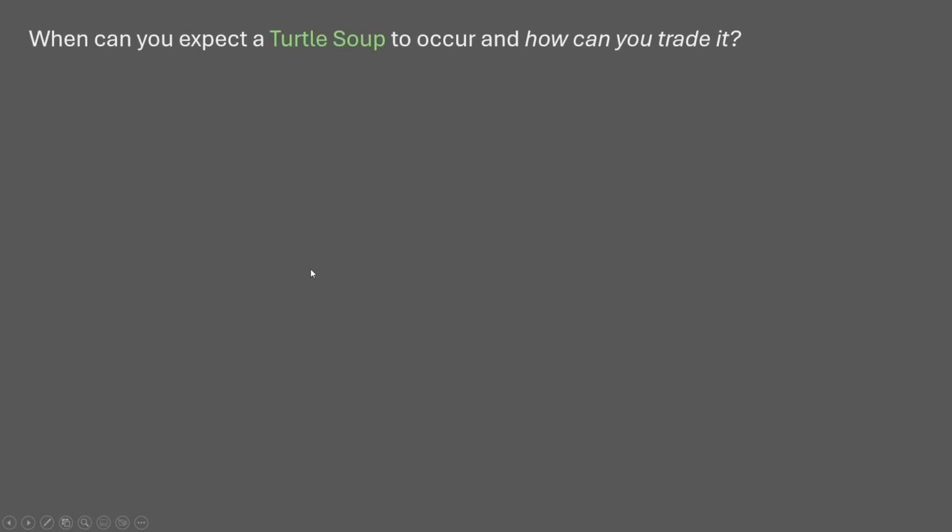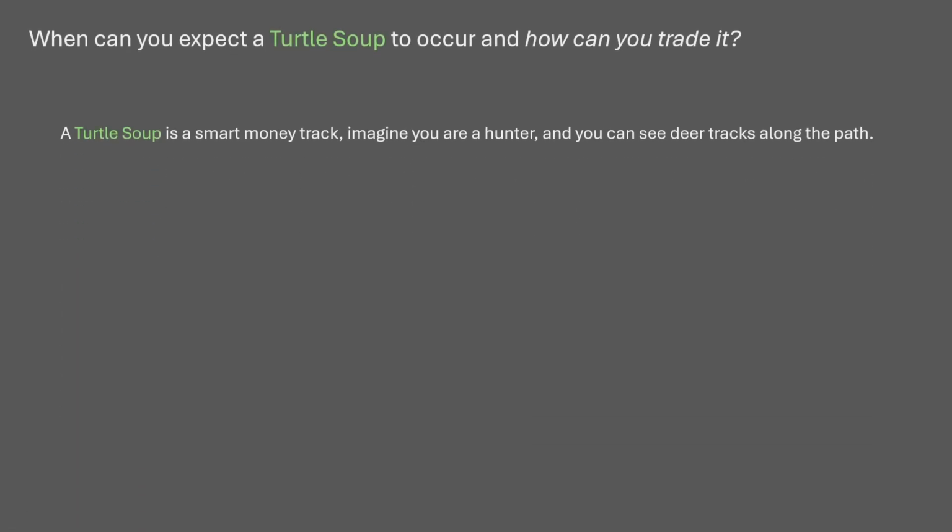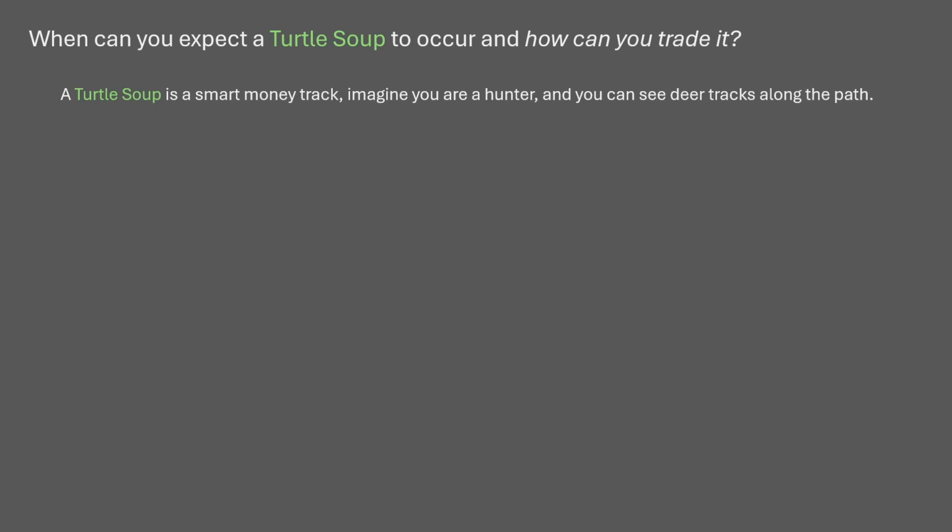When can you expect a turtle soup to occur, and how can you trade that turtle soup? Now, a turtle soup is a smart money track. Imagine that you're a hunter and you're walking along a path and you see deer tracks. What you're going to want to do is follow those deer tracks to find your prey so that you can hunt it and kill it and take it home.